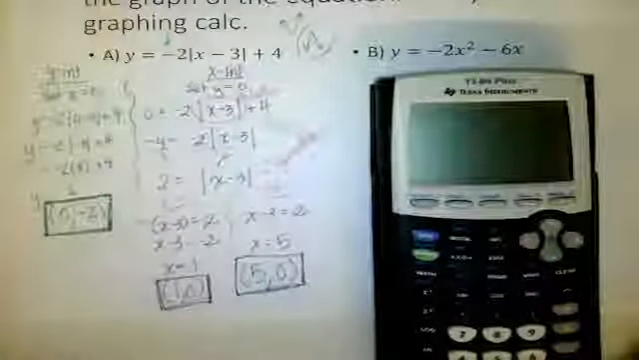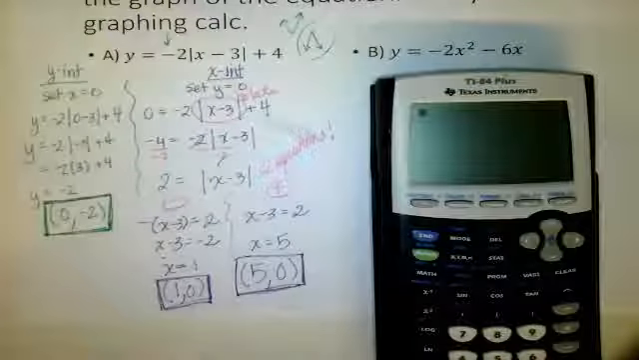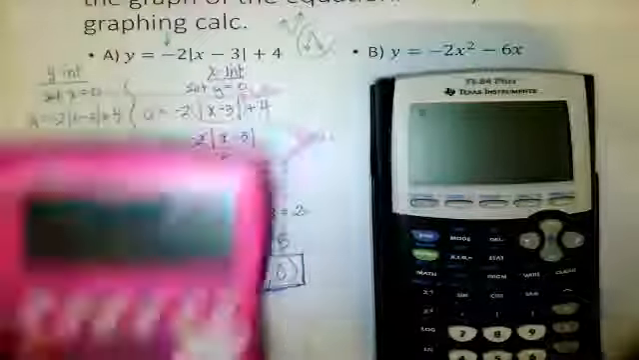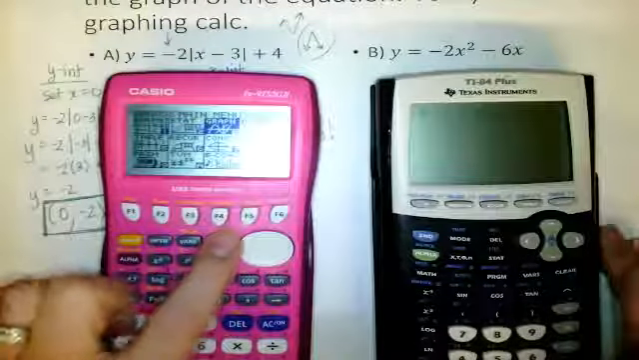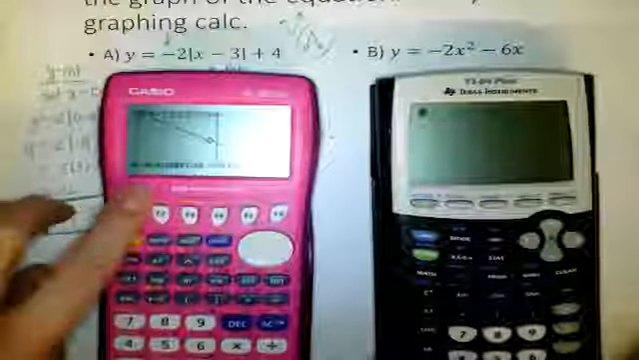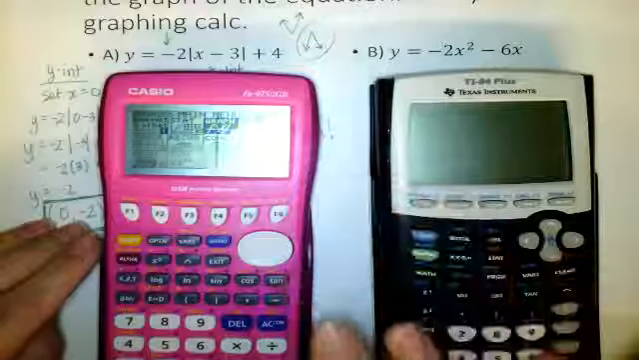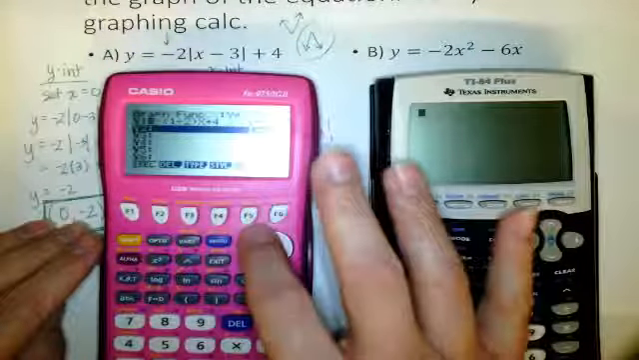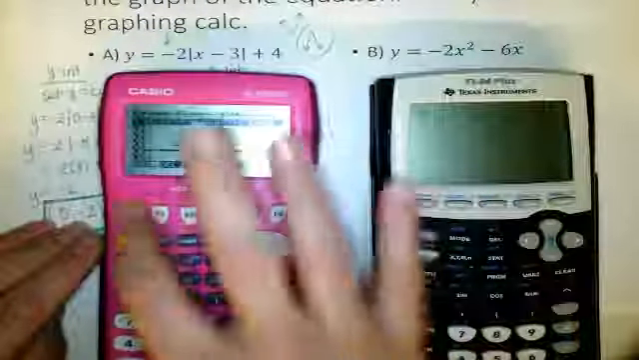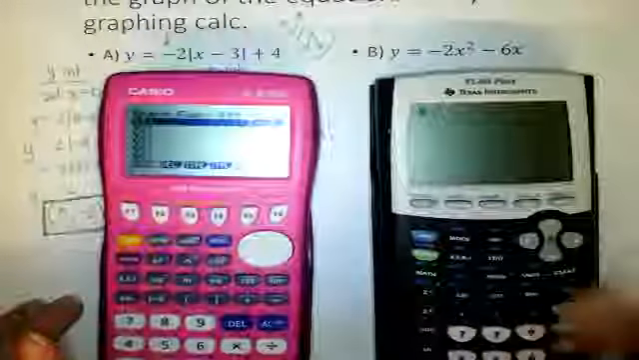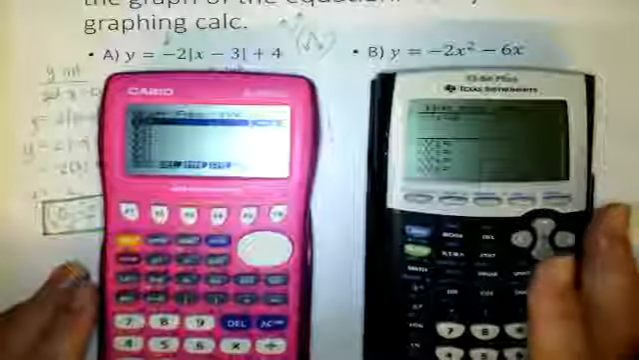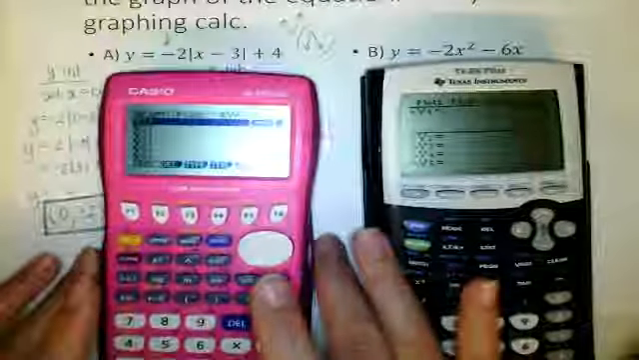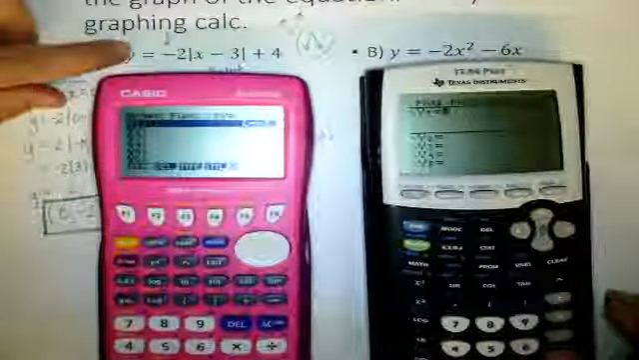Verify with the graphing calculator. So ladies and gentlemen, get out your calculators. On the Casio, you need to go to menu and make sure you're in the graphing menu. Okay, delete my equation. On the TI, you guys are going to go to y equals, and we're going to type in our y equals equation.